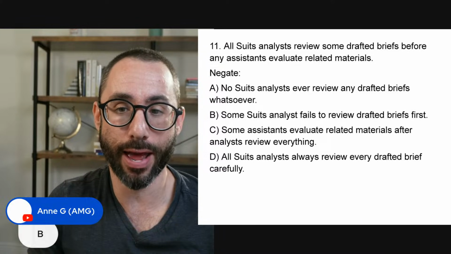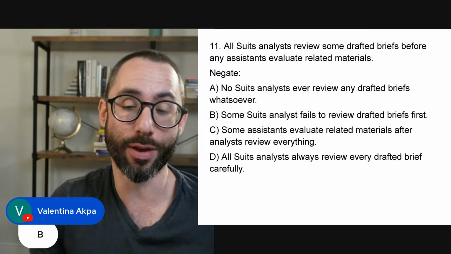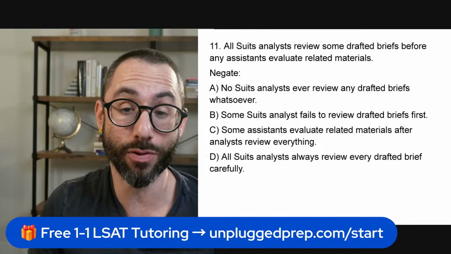A ton of folks got it. Anne, Zuli, Osvaldo, Luke, Michael, Passion, Valentina, all saying B as in Bravo. Autumn says B as well. B is in fact correct. Well done, folks. Doing great.